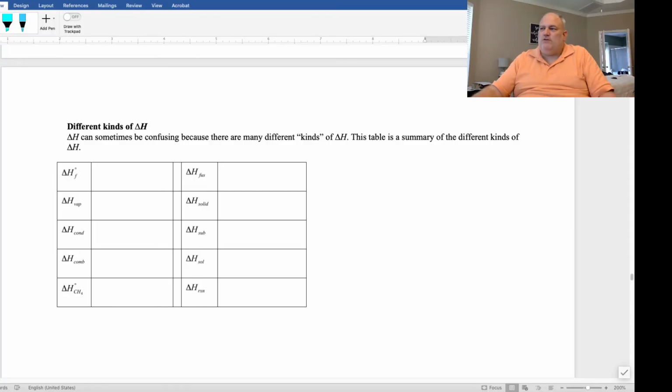Okay, so there was one little part that I left off, and that was this table that you guys have. I just want to walk you through how these subscripts can be helpful to us. So if you take a look at this here, the F stands for formation.